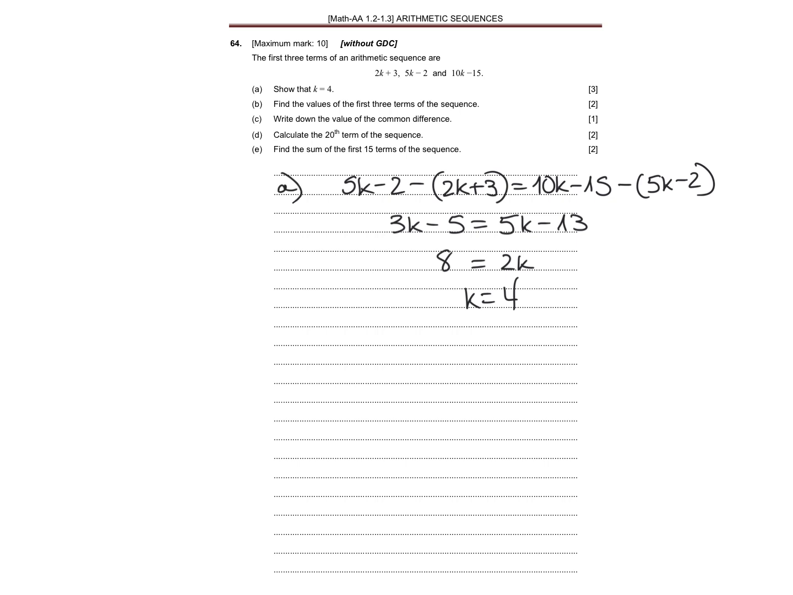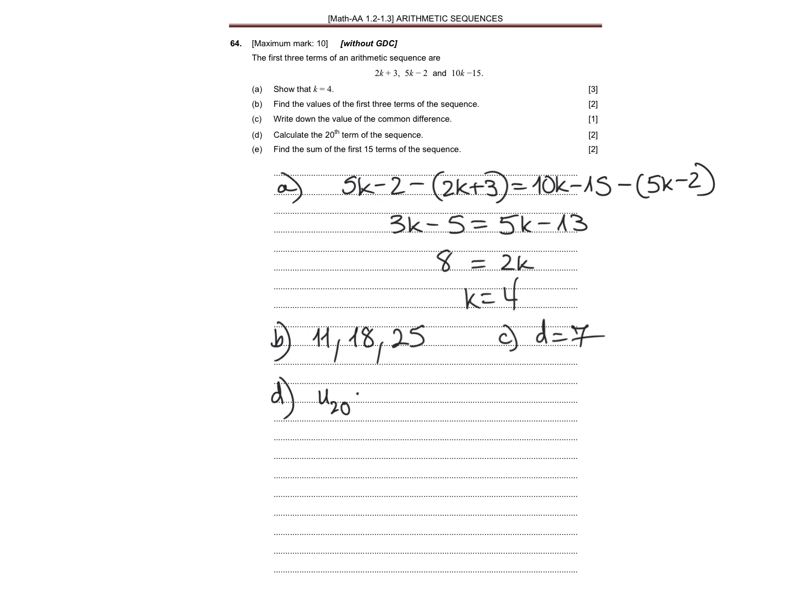So that's A. B, find the values of the first 3 terms of the sequence. So we substitute in 4. So 2 times 4, 8, 11. 5 times 4, 20 minus 2, 18. And 40 minus 15 is 25. So we know for C, d is 7, because we're adding 7 every time.